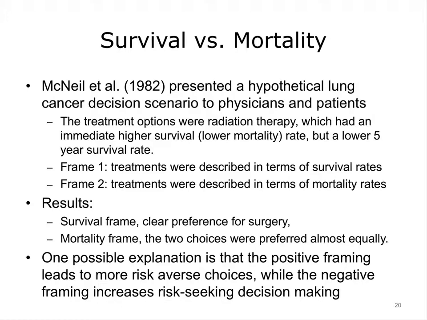McNeil found that subjects in the survival frame expressed a clear preference for surgery. In the mortality frame, the two choices were preferred almost equally. One possible explanation is that the positive framing leads to more risk-averse choices, while the negative framing increases risk-seeking decision-making.